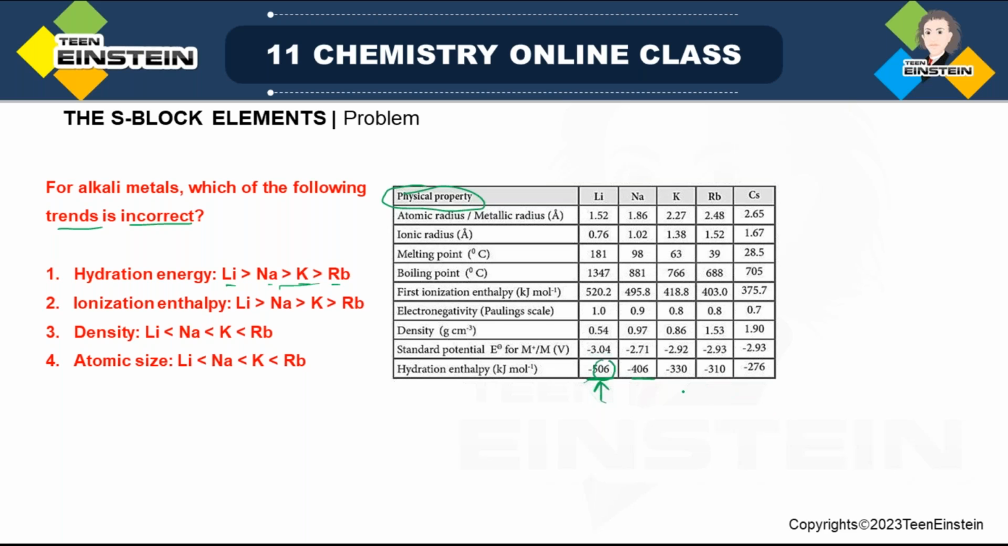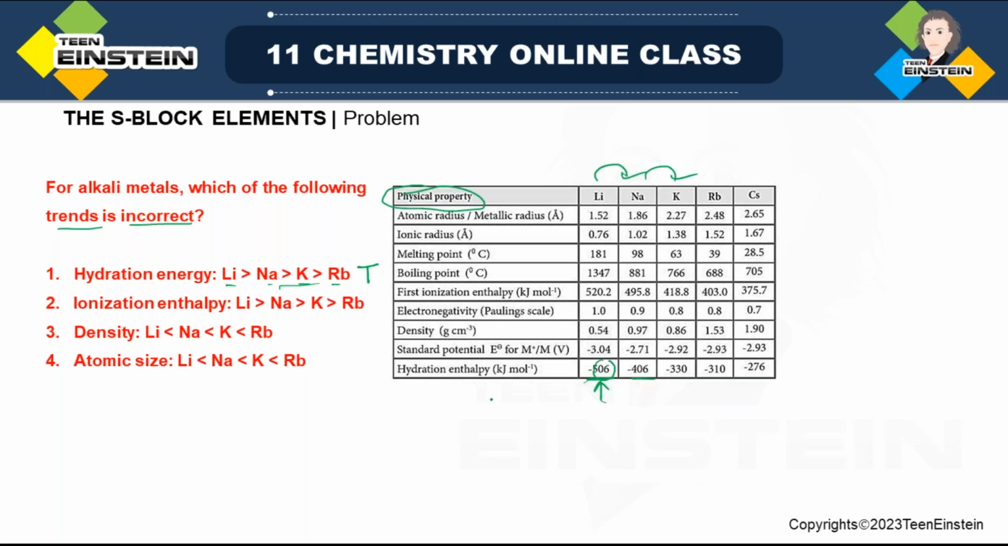So basically it is gradually decreasing as you are moving from lithium to sodium, that is, as you are moving down. So the value will decrease, and that is also given in option 1. So this is basically true. It is not incorrect. We have to find the incorrect one. That is the correct option. Then the second one is ionization enthalpy related.